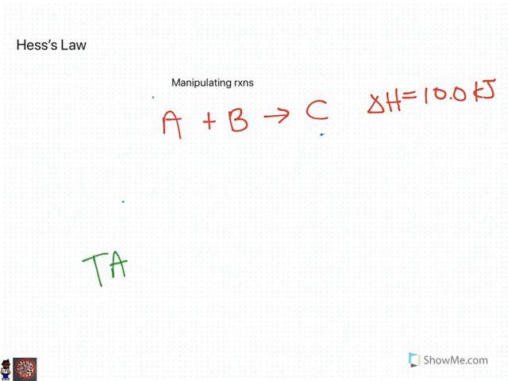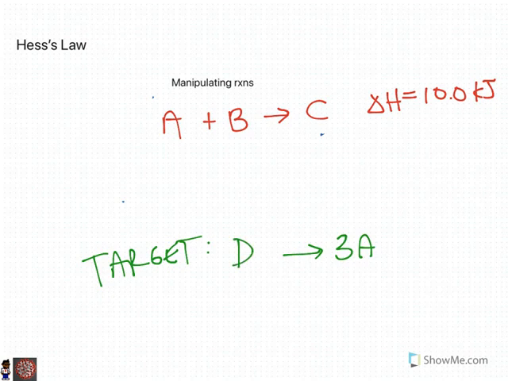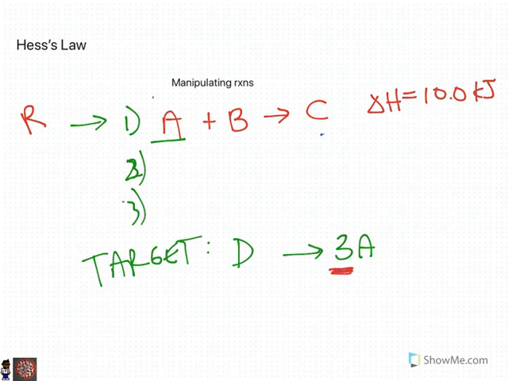Now let's say somewhere in your target equation you wanted 3a on the product side. For whatever case, let's say D yields 3a. Let's say that was your target equation. And this was one of the many equations that were given to you to play with. And let's say A only showed up in one place, so this first one. Well, you would ask yourself the two questions. Is it on the side that you want? And the answer is no, which tells you you're going to have to reverse this reaction. And then you ask yourself, is it the coefficient that you want? And the answer is no, because in your target equation you want 3, and this coefficient is 1.